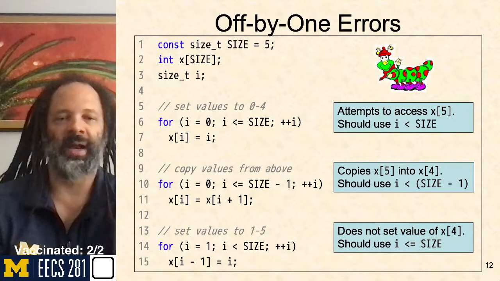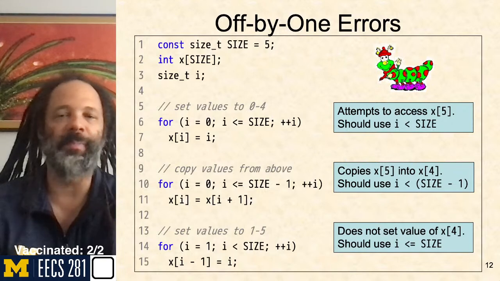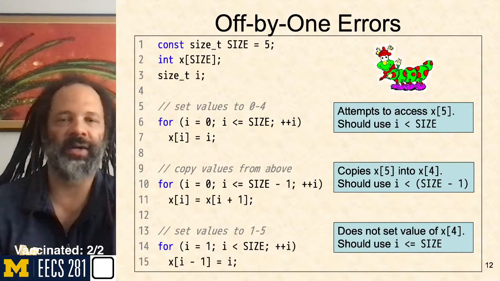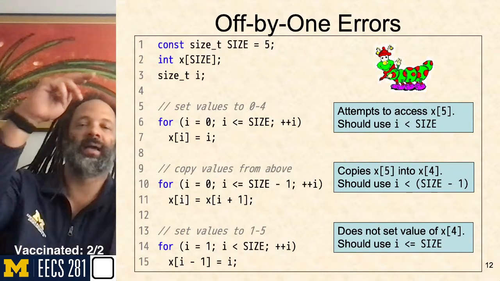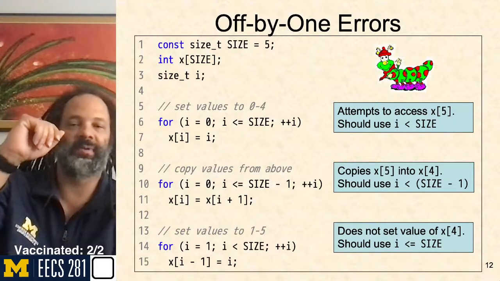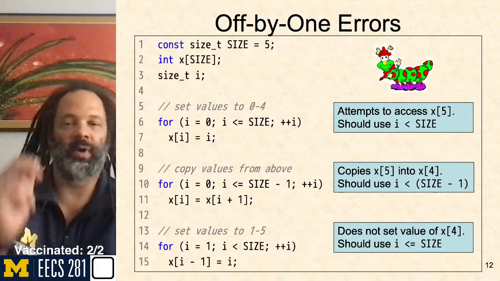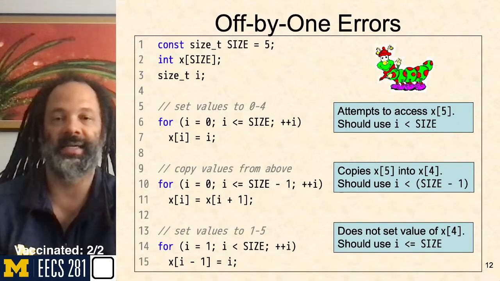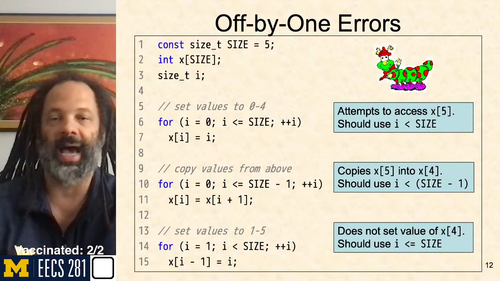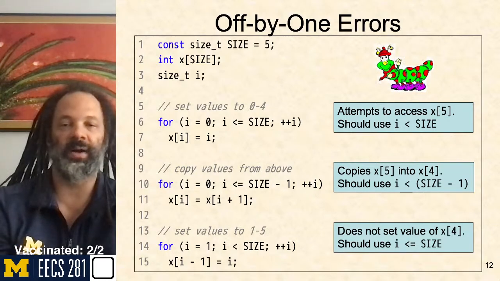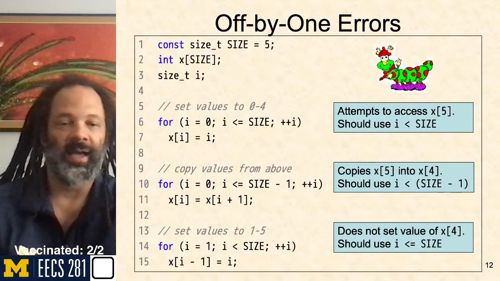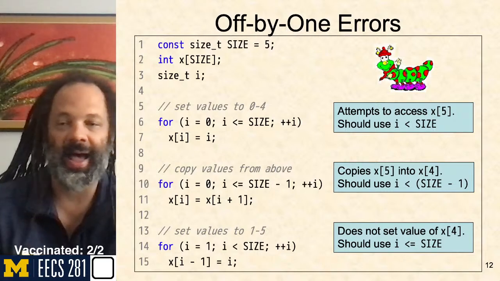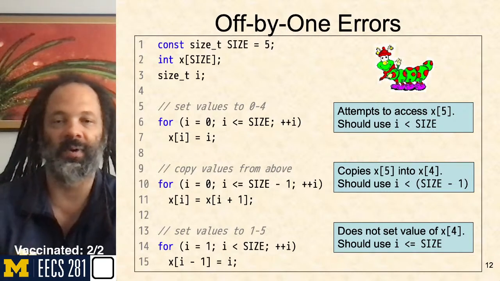How about some off by 1 errors? These are things that bear repeating, so just make sure that you understand what's going on here. I've got a const size declared with size 5, and an array of integers of size 5 named x, and then a size_t called i that I'm going to use to step through it. I've got some for loops here, and you know me and for loops. I really like a nice for loop.